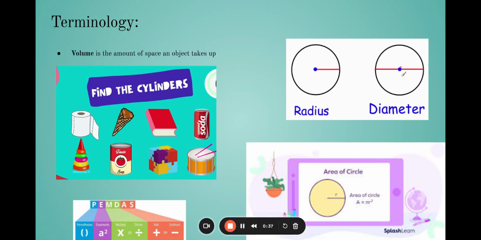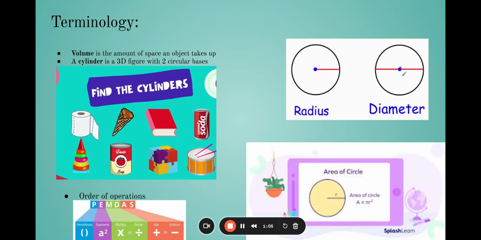Volume is the amount of space an object takes up, and a cylinder is a 3D figure with two circular bases. So let's find the cylinders in this image. So we've got toilet paper, that's a cylinder. We've got tomato soup, that can is a cylinder. The soda can is also a cylinder. And this drum.